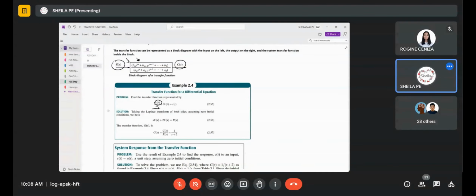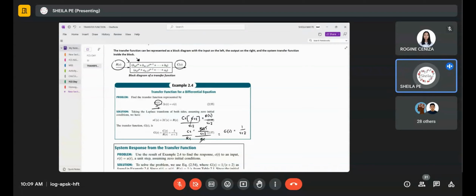Now taking C of s out, that's s plus 2. So C of s times (s plus 2) equals R of s. Now divide both sides by s plus 2. So C of s equals R of s over s plus 2. And dividing both sides by R of s, R of s cancels and it becomes G of s equals 1 over s plus 2.